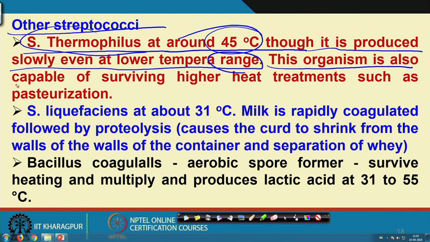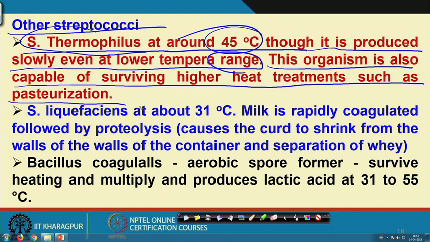This organism is also capable of surviving higher heat treatments such as pasteurization. That is the danger: some of the Streptococcus are highly heat resistant, and they can even withstand the pasteurization temperature. So, that is why you have to do the pasteurization test after pasteurization. If it is negative, then in all possibility it is taken that all the pathogenic organisms are destroyed, right.